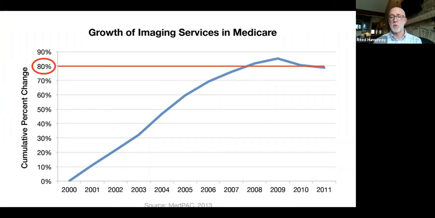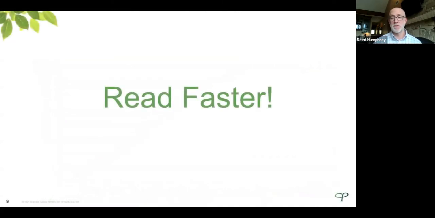From 2000 to 2011, you can see the increase in imaging services in Medicare. It grew 80% over that decade. But the number of radiologists only grew 20 to 30% over that time. So there was a huge gap between the amount of exams that needed to be read and the number of radiologists who were able to read them. And it's a good thing that we had the tools to be able to keep up with that demand. It was still difficult, but without those tools, we would have had a real crisis because of the increase in volume and the shortage of radiologists.